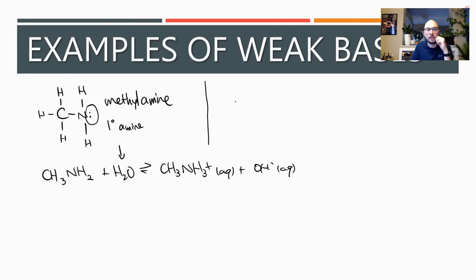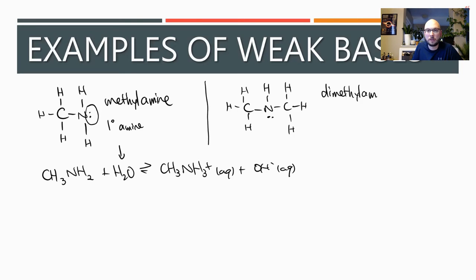So let's say that we've got a methyl group here, CH3, and then we've got another carbon here. So it's CH3, CH3, and nitrogen, remember, needs 3 bonds. So we put a hydrogen there, and then we've got the lone pair. This is what we call dimethylamine. Pretty easy to see why, 2 methyl groups, right? So in this case, its formula is (CH3)2NH.